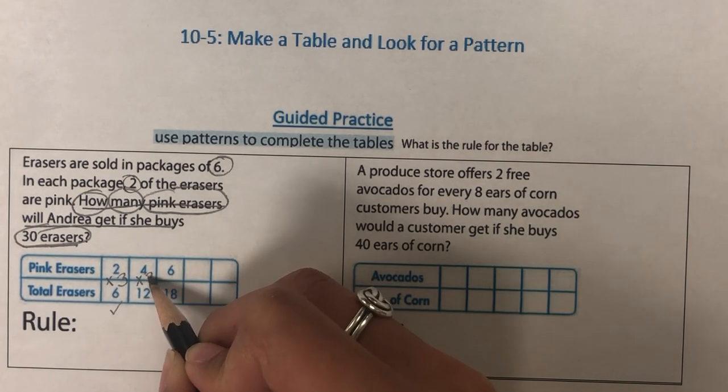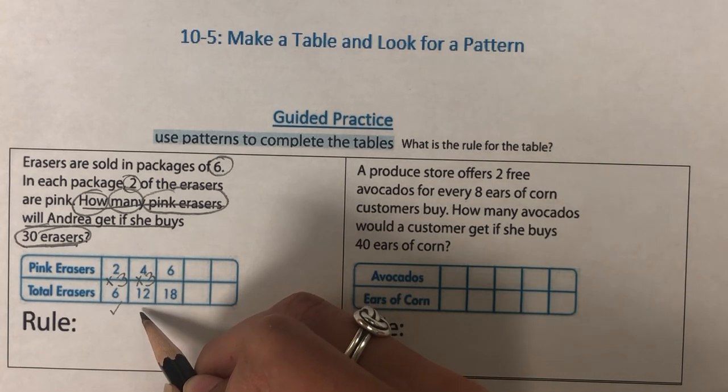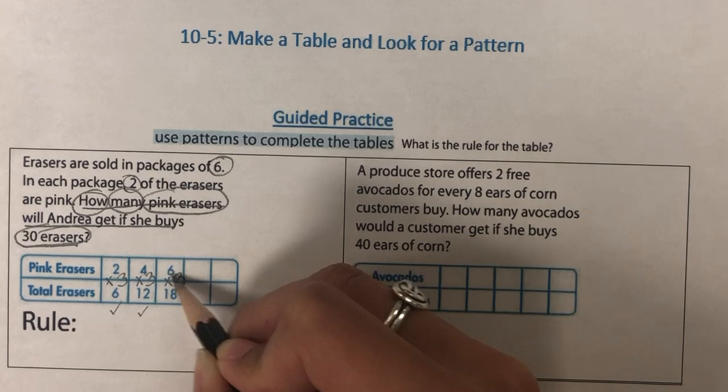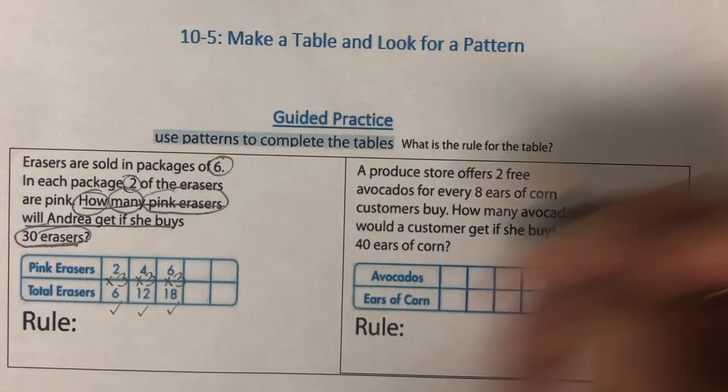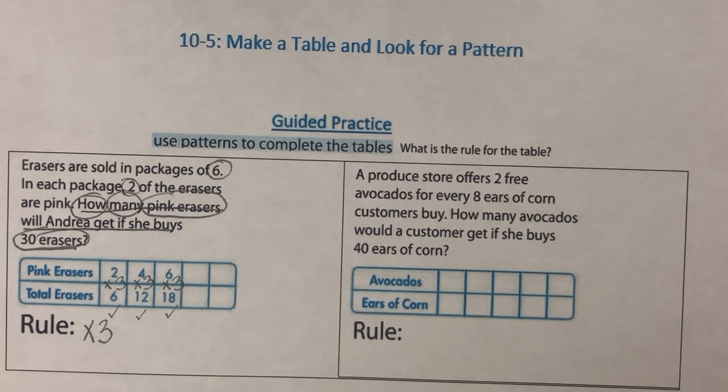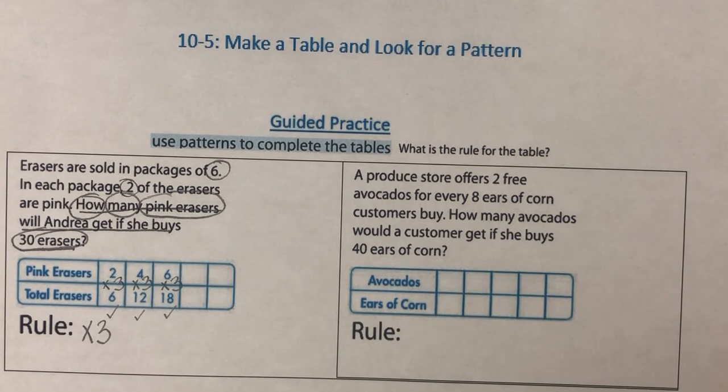4 times 3 does equal 12, so far so good. Let's see if it works for the last one here. 6 times 3 does equal 18. So I know that my rule is times 3. So we want to get to 30. How many pink erasers will she get if she buys 30 erasers?